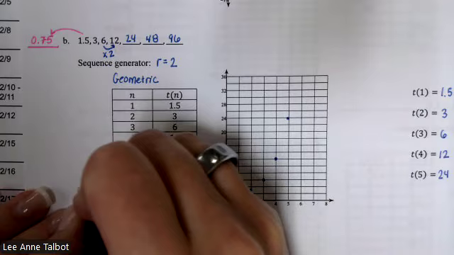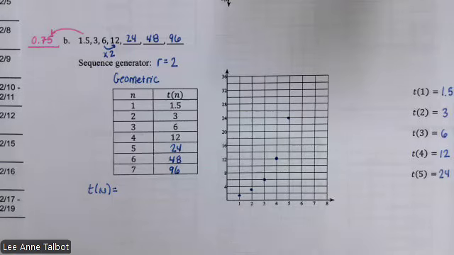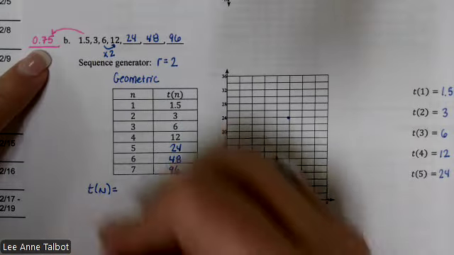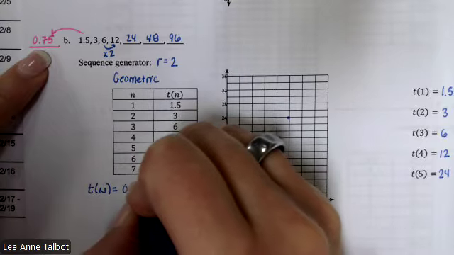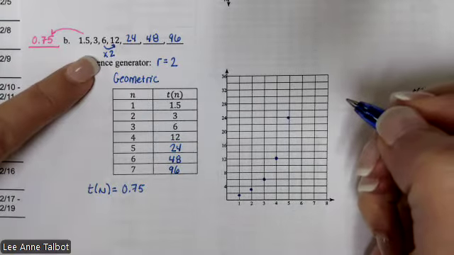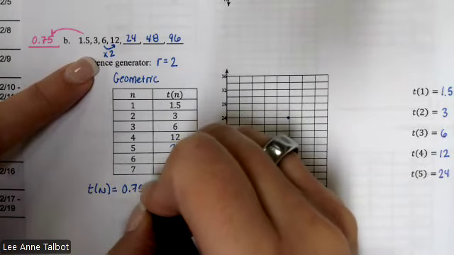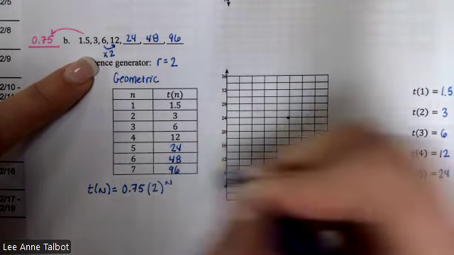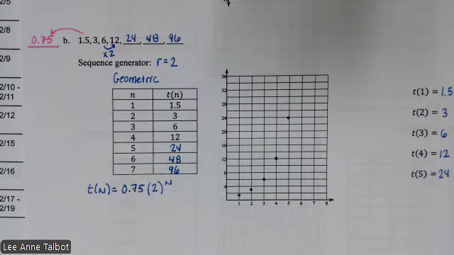Okay. T of n equals. Okay, now this one is geometric, which means that it's not mx plus b. It's ab to the x. A is this. B is the multiplier. And then because it's a sequence, we don't use x, we use n.